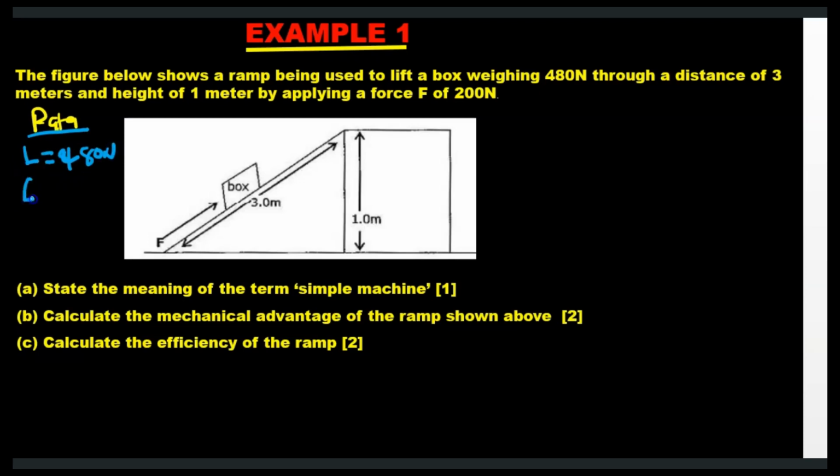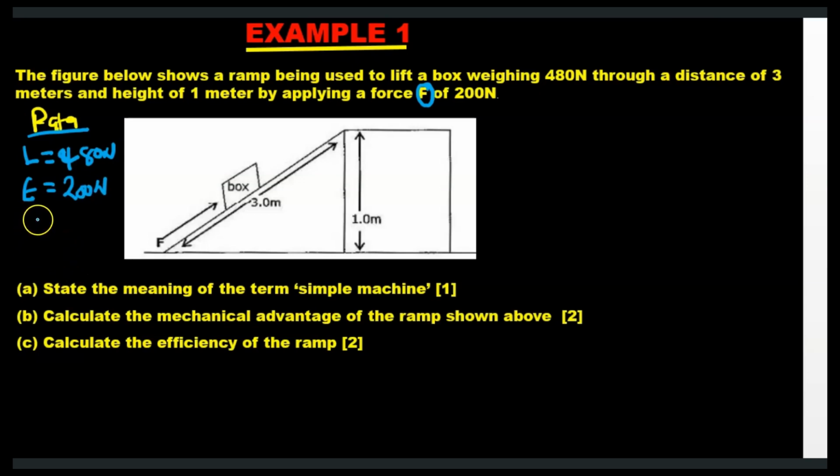What about effort? Here we need to have the effort. What is our effort? If you look at this, it says a height of 1 meter by applying a force F of 200 Newton. Now the key word here is applying. We said the applied force is called effort. Therefore our effort is 200 Newton. Okay, so this is the information that we have.